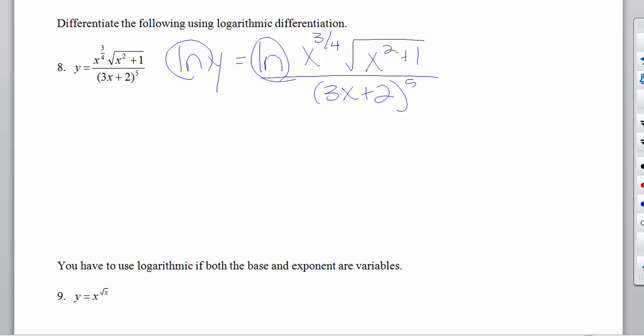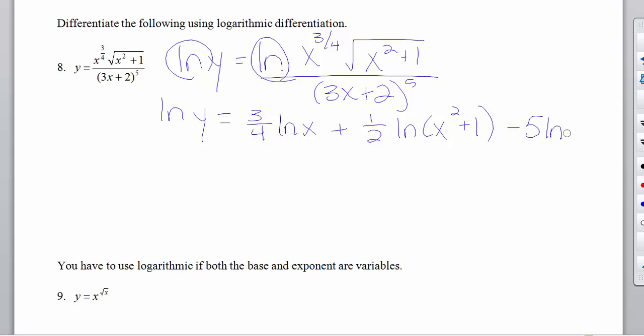Okay. Now I'm going to use my properties to rewrite it. So now I have natural log of y equals 3/4 natural log of x, plus 1/2 natural log of x squared plus 1, minus 5 times natural log of 3x plus 2. You have to use logarithmic differentiation because how are you going to know? If I look at this, I have a variable in my base and in my power, and multiplications and addition. And then I bring the power down in front. That's just using properties from last year.